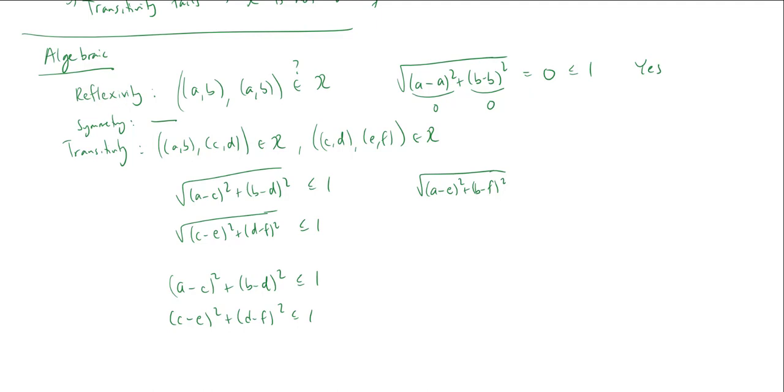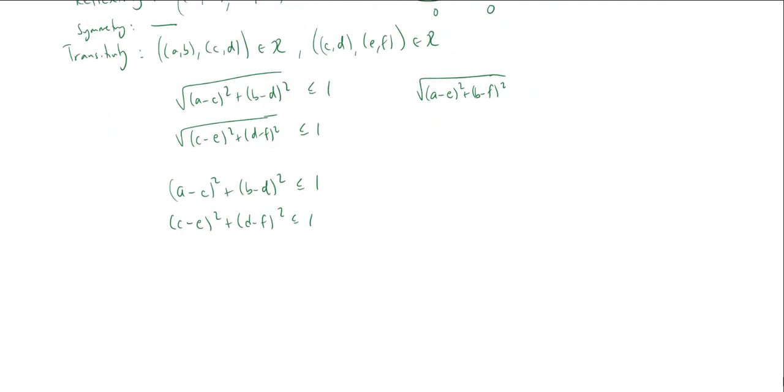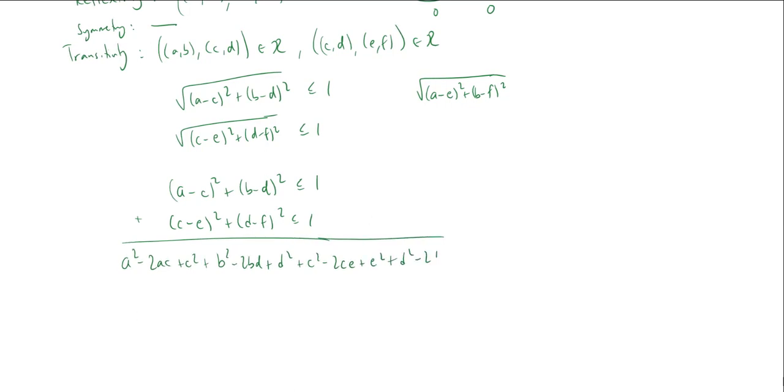Well, I want to combine these somehow, and a reasonable way to combine them is to add them. If I add them, I'm going to end up with, let's see, I could distribute everything I see. So a² − 2ac + c² + b² − 2bd + d². Then we'll do all the bottom stuff, plus c² − 2ce + e² + d² − 2df + f². And that's all going to be less than or equal to 1 plus 1, which is 2.